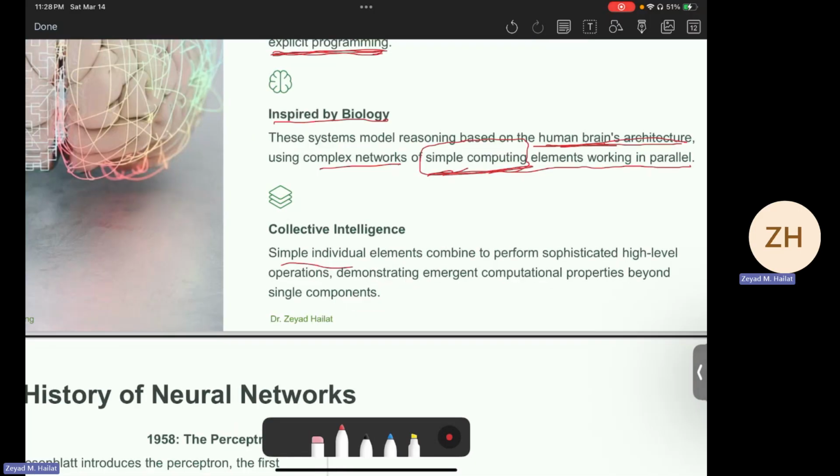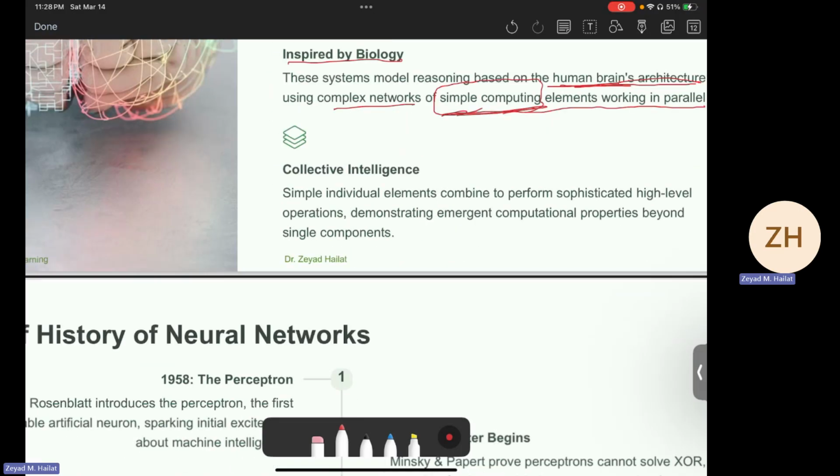Now, collective intelligence, as I said, they are simple individual elements. Think about it like you have a complex problem or a huge job that will take you a month to finish. If you get 10 more people, it might take you, for example, 3 days or plus minus. So it's simple individual elements. They are combined to perform sophisticated high-level operations, demonstrating emergent computational properties beyond a single component. So it's collective work. It's not just a single person or a single thing that works. It's a group of things that are working together in parallel.